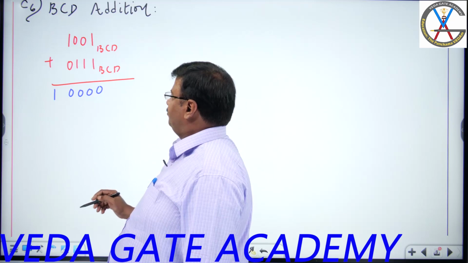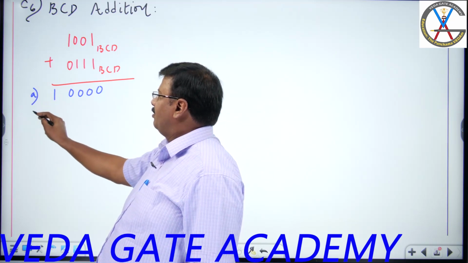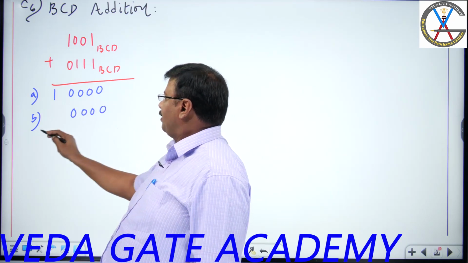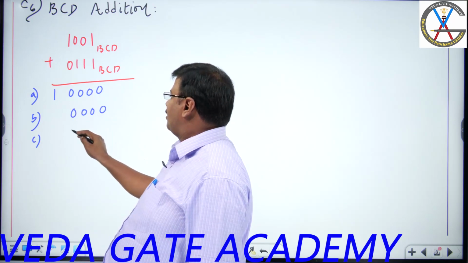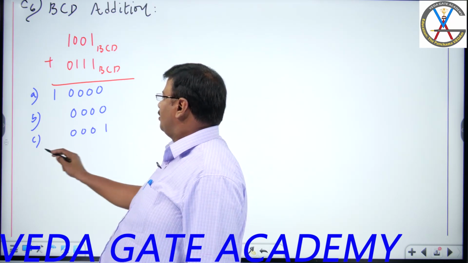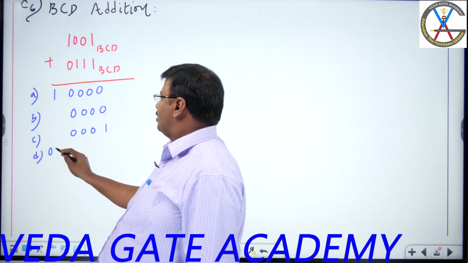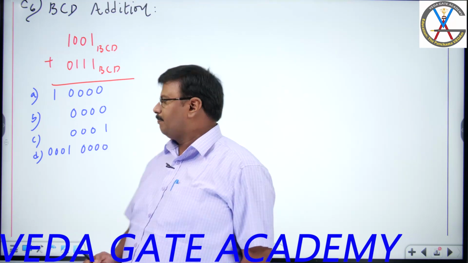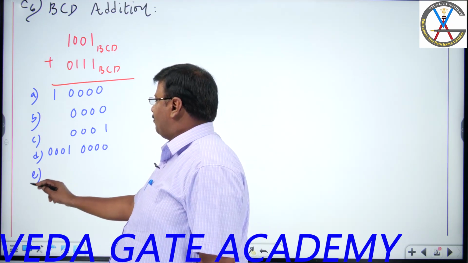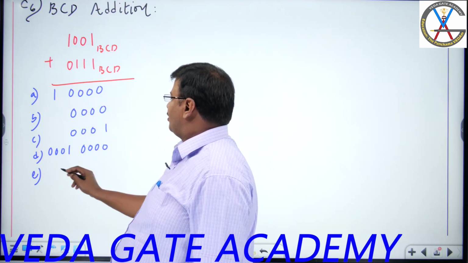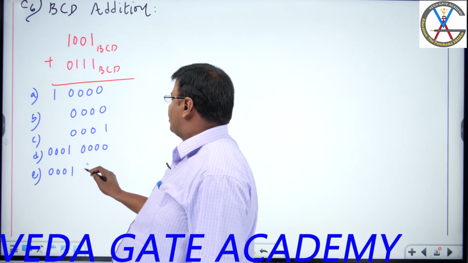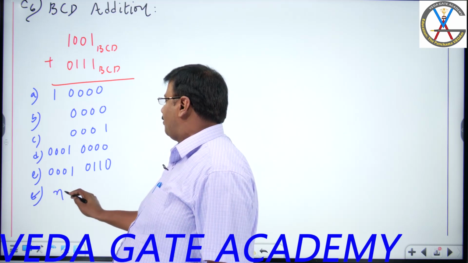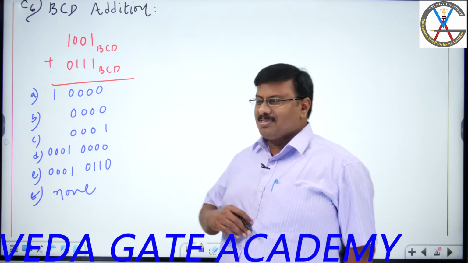And this is option A what I have. Option B, this one is removed, only 4 zeros. Option C, this one is added back, 0001. Option D, 00011. 0000, this one. And option E, 9 plus 7 is 16, right? And 0001, 0110. And I have another option, F, none. You have a lot of options to choose.